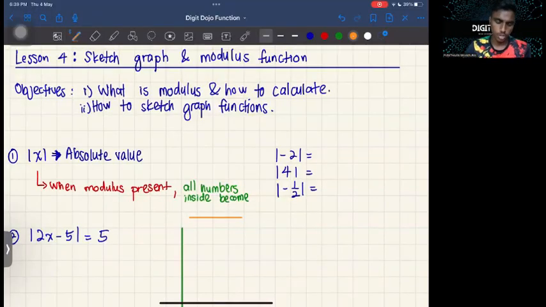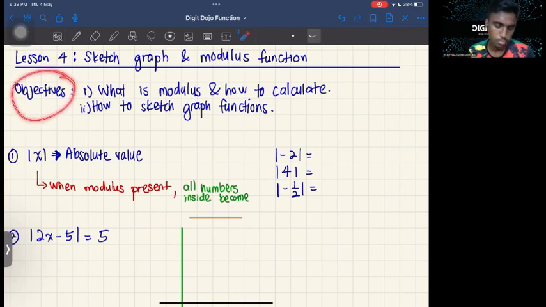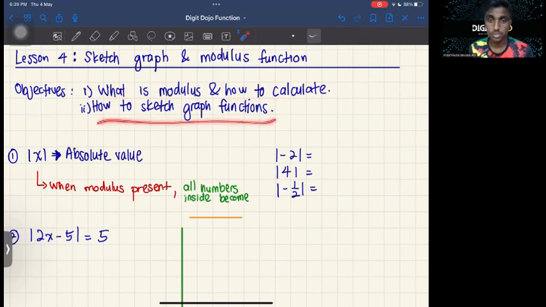Hello everyone. So now for today's lesson 4, we are going to learn how to sketch graph, and we will learn about modulus function. What is meant by modulus function? Okay, so the objectives for today will be what is modulus and how to calculate. We'll be learning that and how to sketch graph functions. Okay, so let's get into the topic today.